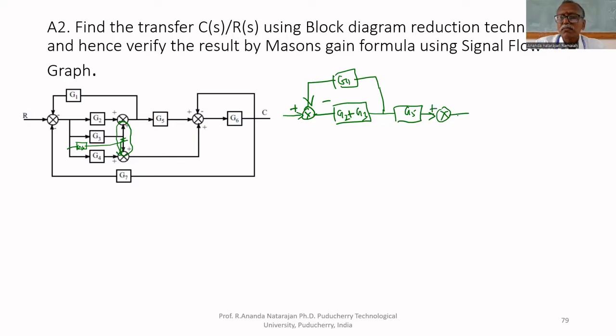This is plus. Now, this signal is coming down. G3 should be added to G4 also, G4 plus G3. But this is going to this junction. Then G6.